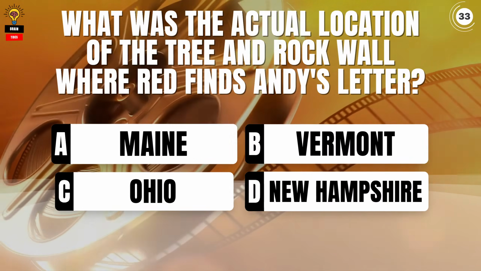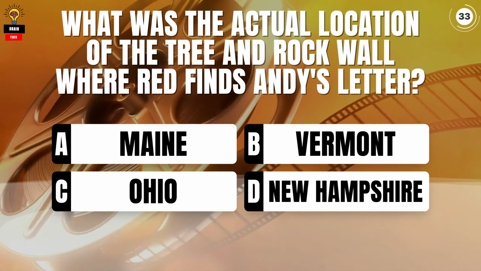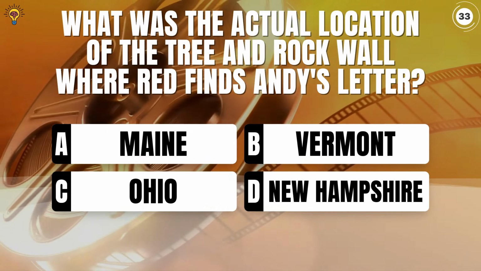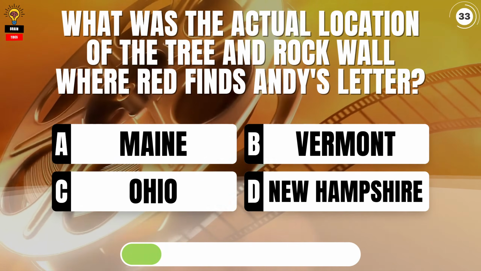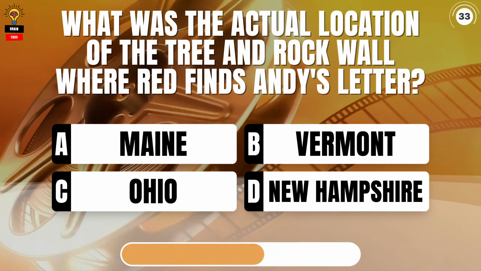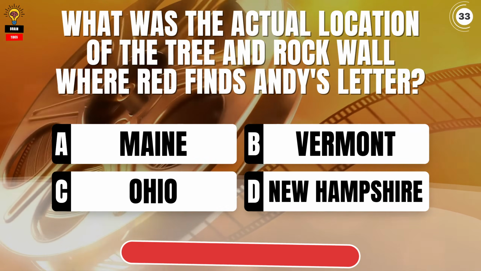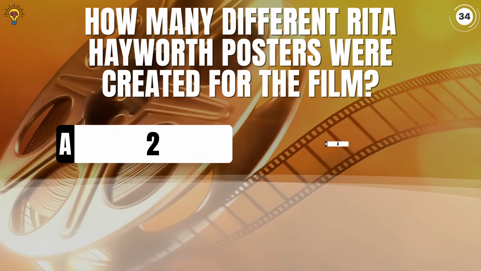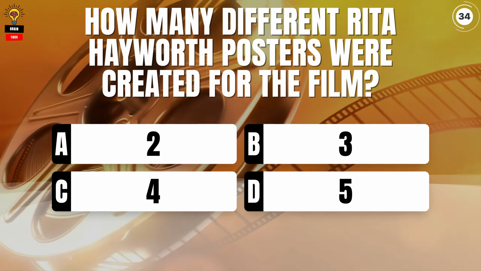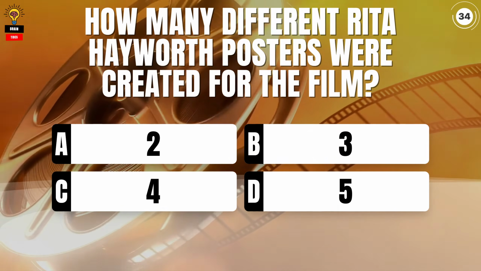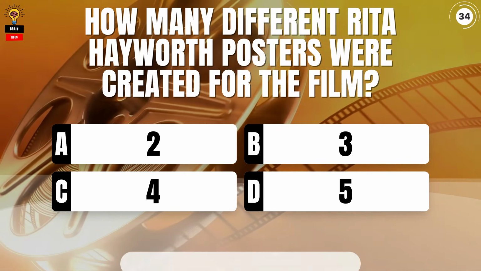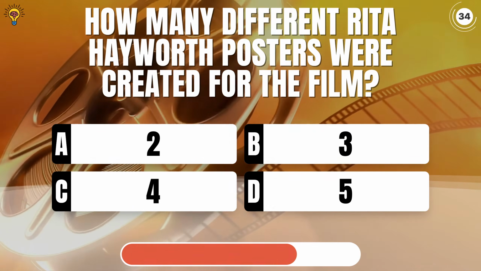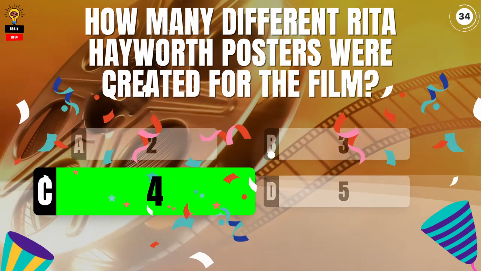What was the actual location of the tree and rock wall where Red finds Andy's letter? Maine, Vermont, Ohio, or New Hampshire? Ohio. How many different Rita Hayworth posters were created for the film? 2, 3, 4, or 5? 4.